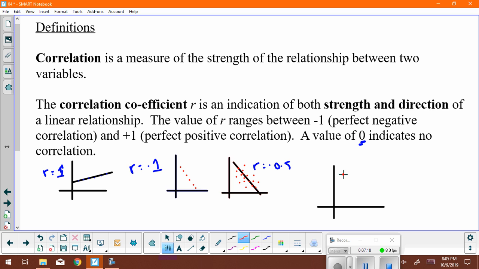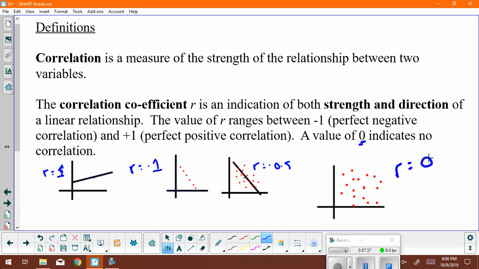If they were so incredibly spread out that there's nowhere to draw a line of best fit. Like, who knows where you're going to put that? So that is R equals 0.